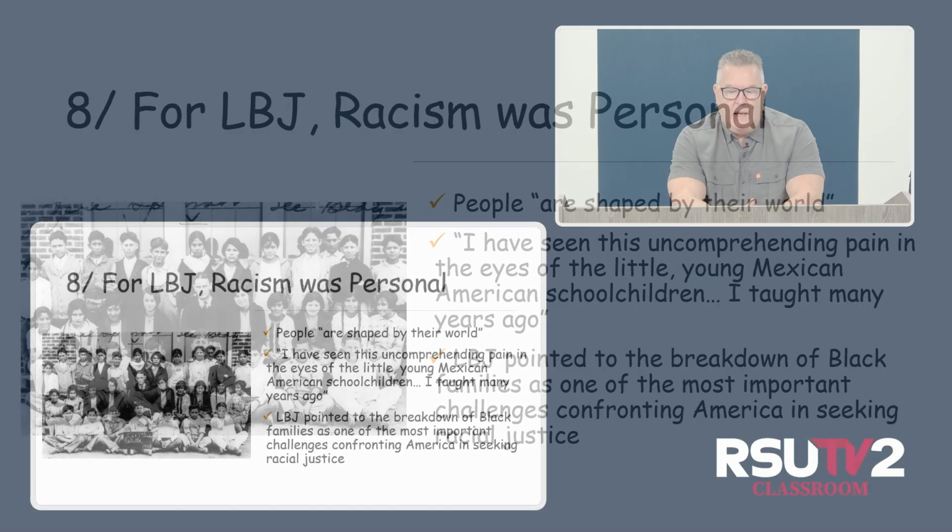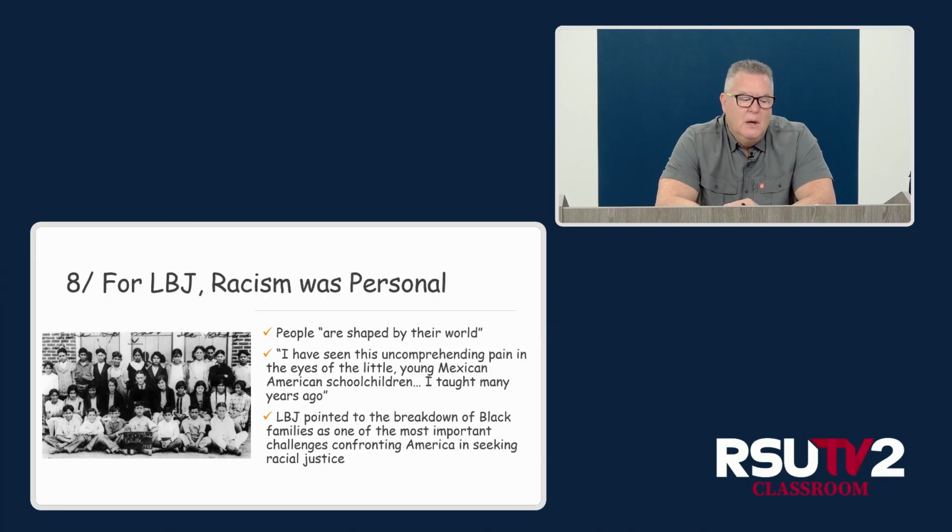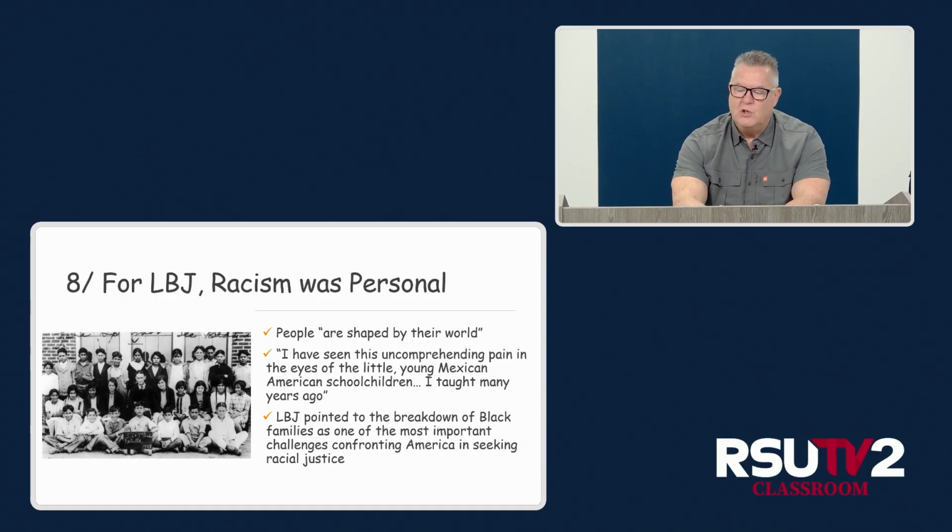And so for LBJ, racism was personal. Early in his life, when he had just graduated from college, he spent some time teaching at a small Mexican school for kids almost entirely of Mexican origin. And he said, I have seen this uncomprehending pain in the eyes of little young Mexican-American school children I taught many years ago. LBJ pointed to the breakdown of black families as one of the most important challenges confronting America in seeking racial justice.